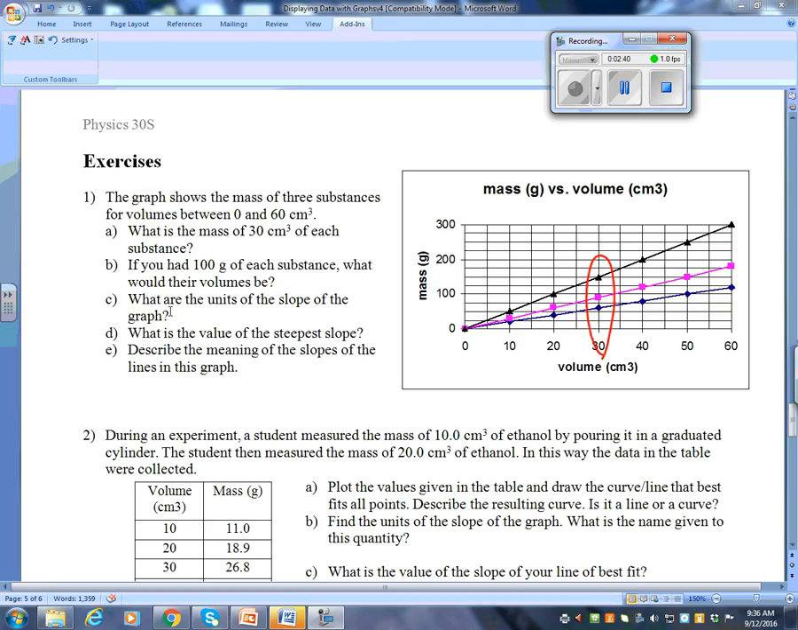Okay. Starting to get a little harder. What are the units of the slope of the graph? You look at the y, yes, it's grams over centimeters cubed. Grams per cubic centimeter.